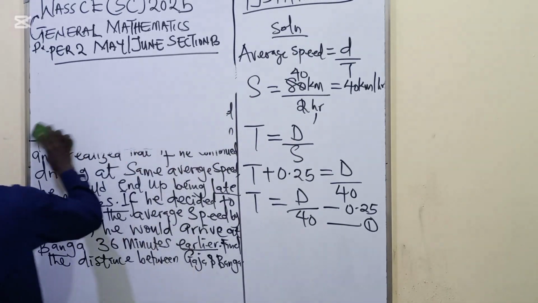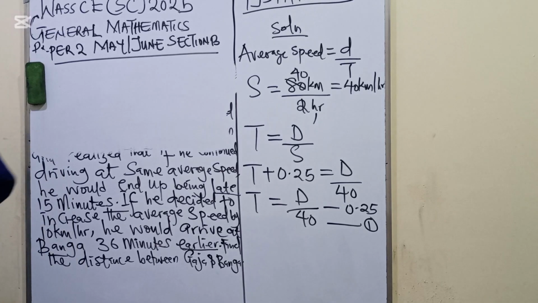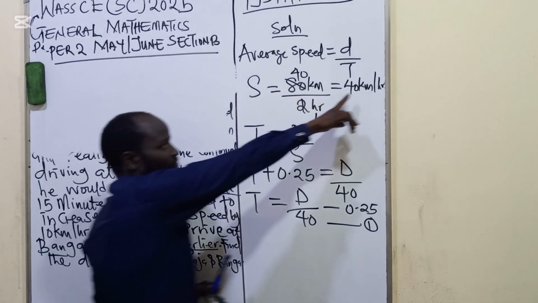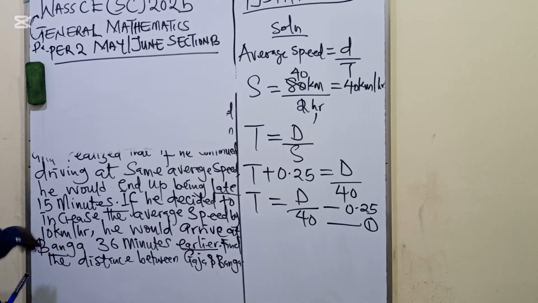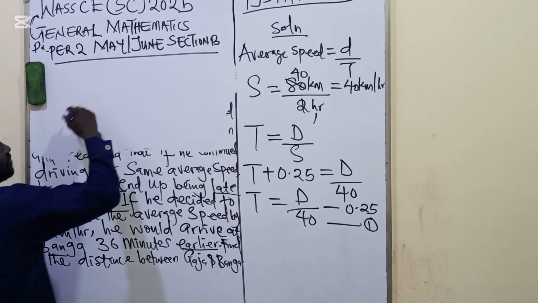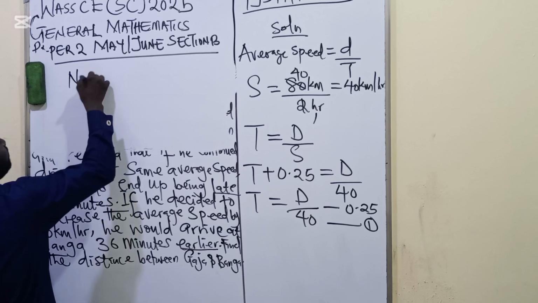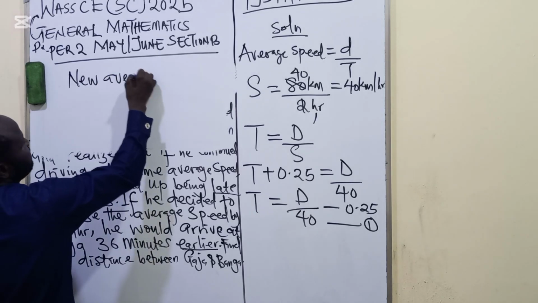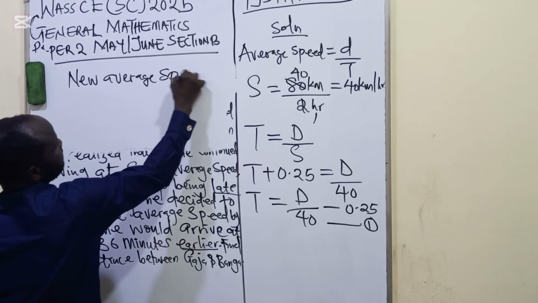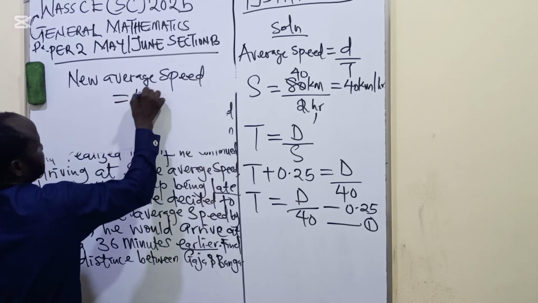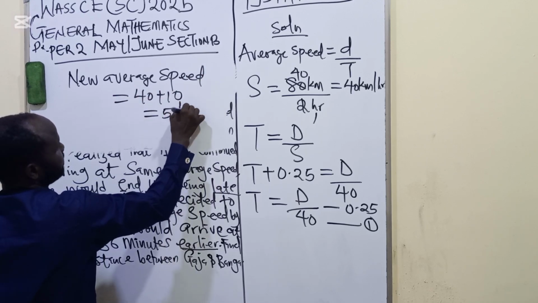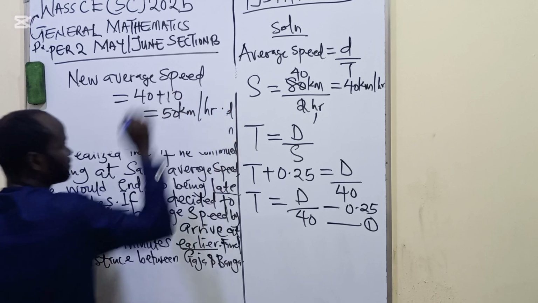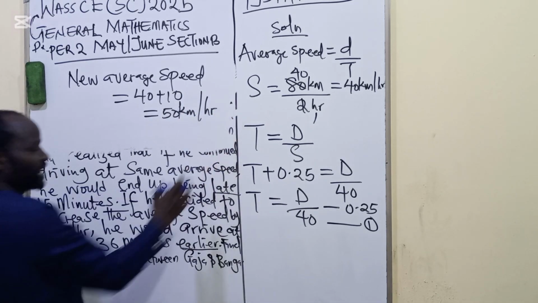The next thing to do now, the question says, if you decide to increase the average speed from 40 kilometers per hour by 10 kilometers per hour, it means the new average speed will be equal to 40 plus 10. That will be 50 kilometers per hour. Of course, he has increased the speed. So, of course, the time will what?